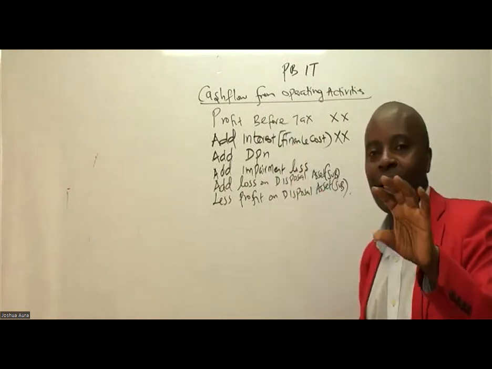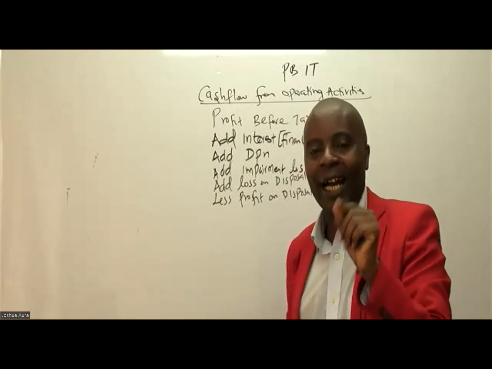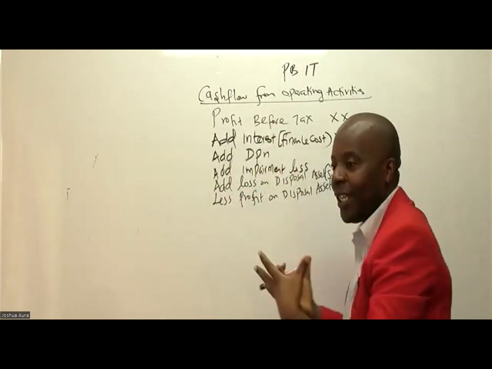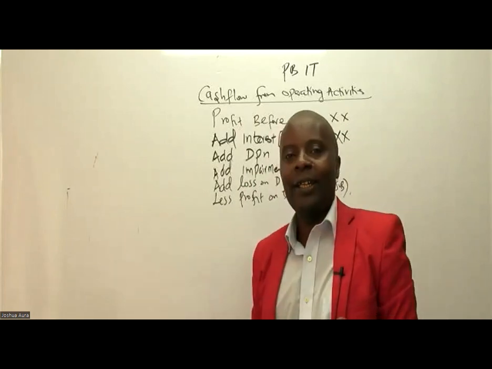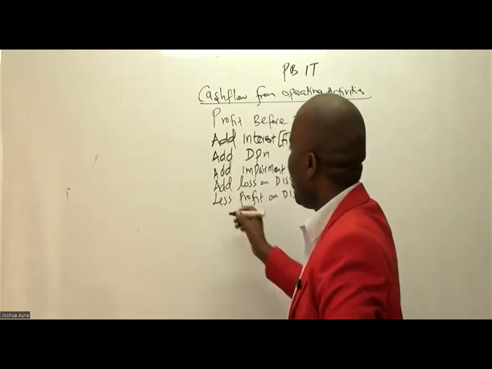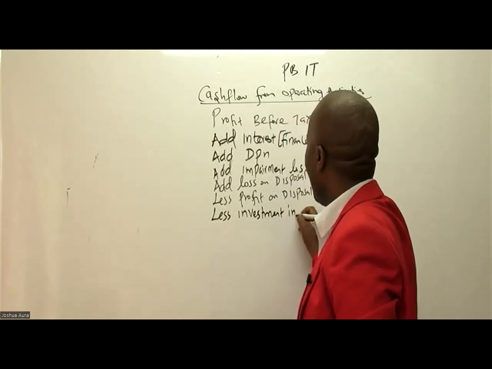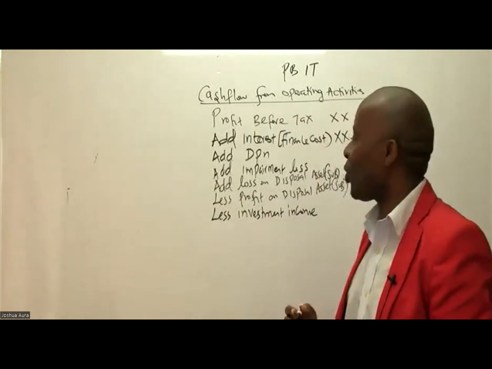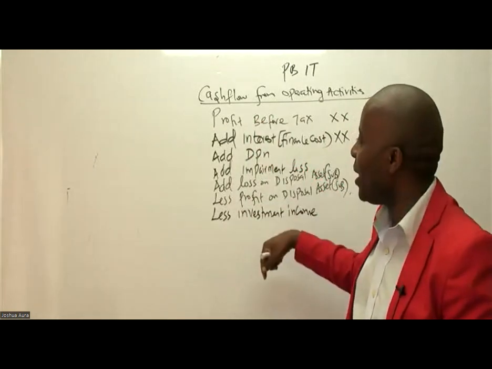Then I can see what Sabrina is telling me: these people must have included investment incomes in arriving at this figure. But we want just profit out of our operations, profit out of our sales. So in this case, you need to deduct any investment income, like rental incomes, income from associates, etc. They are not supposed to be here. You're supposed to subtract them.